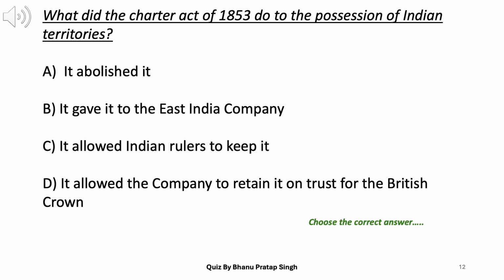12. What did the Charter Act of 1853 do to the possession of Indian territories? A. It abolished it. B. It gave it to the East India Company. C. It allowed Indian rulers to keep it. D. It allowed the company to retain it on trust for the British Crown.